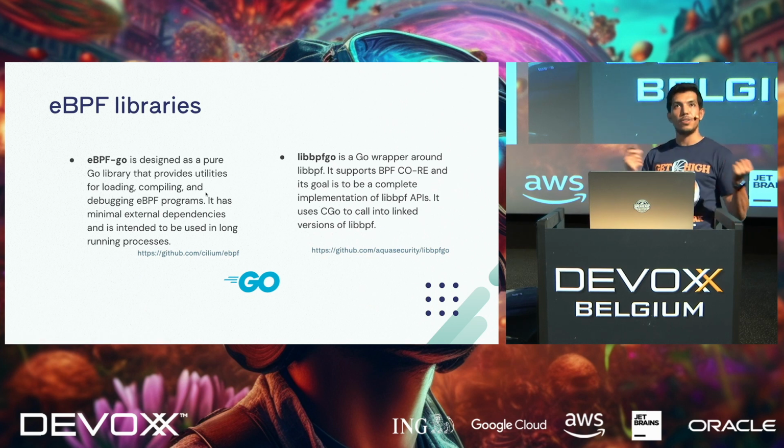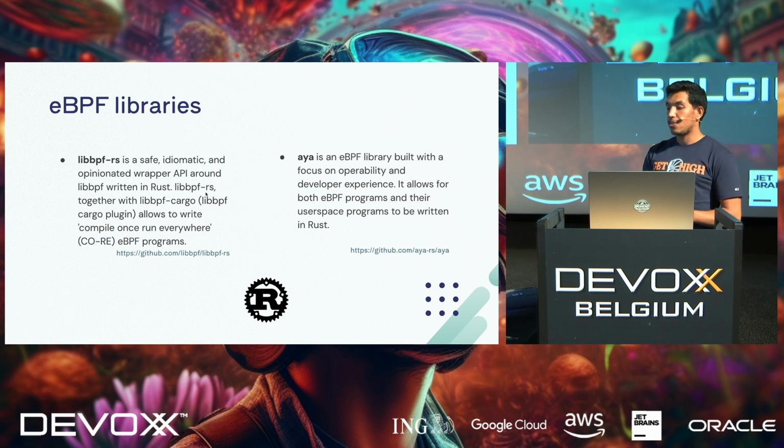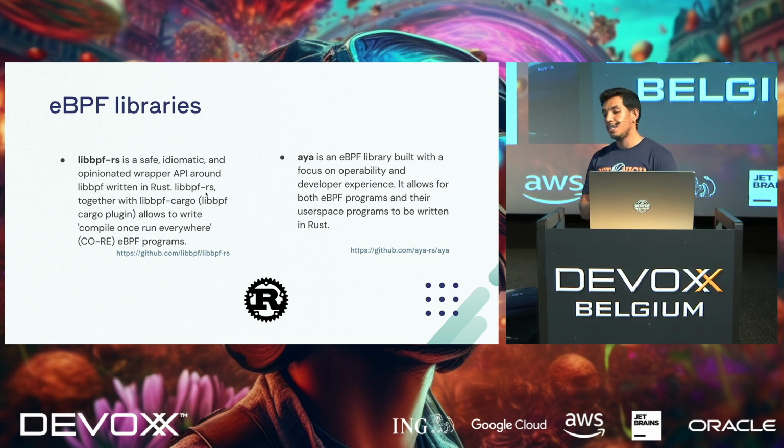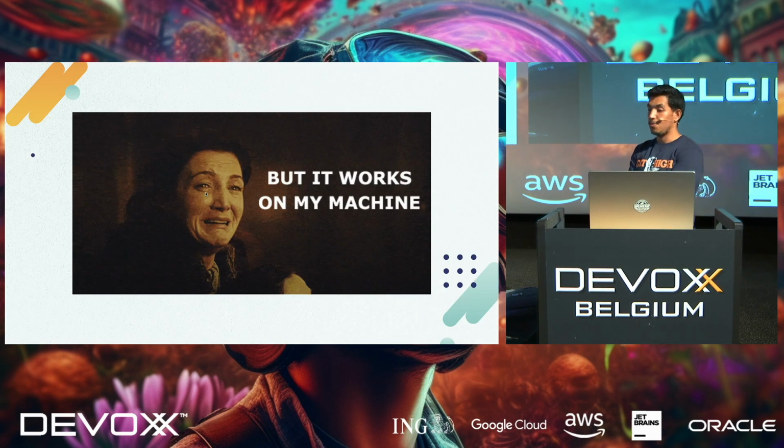If you are a Go developer or interested in Go or had experience with Go, you have a couple of options. eBPF Go is one of them. And then if you are Rust passionate or a Rust developer, there are a couple of options as well, such as eBPF Rust and Aya. And I'm going to show a demo for Aya. It works on my machine.